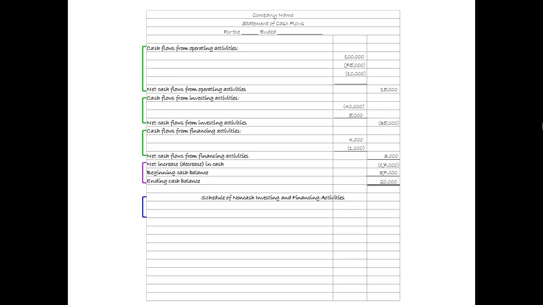The schedule of non-cash investing and financing activities is different from any other section on any financial statement. You will not need a number column for this section. Instead, you'll write a brief description of the transaction, like a short story.